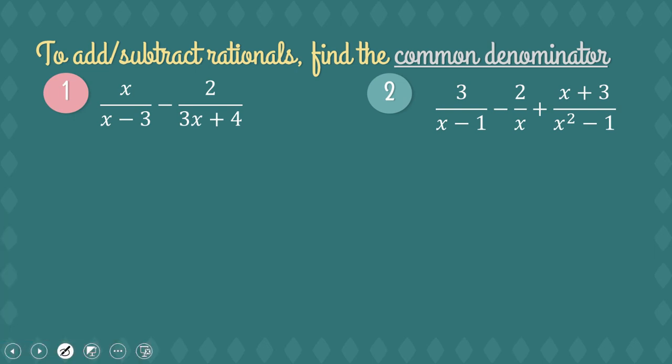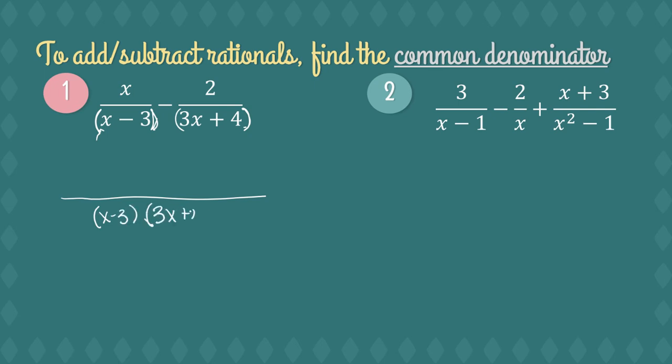So the first thing we want to do is look at the denominators and see if they have anything in common. It's very clear that 3x plus 4 cannot be factored. And so we have two parts, if you will, to our denominator. And our common denominator is going to be to just multiply these together. So what I like to do is put it all together as 1 and then work from there. Okay, so let's do this.